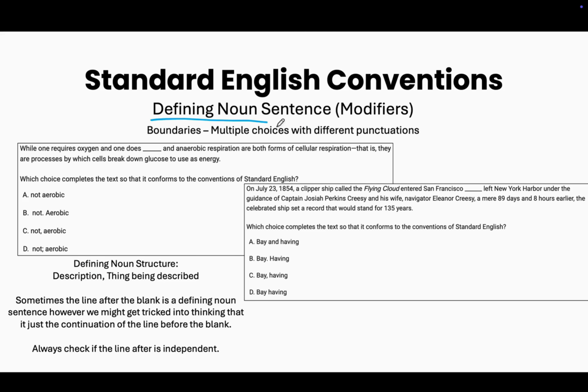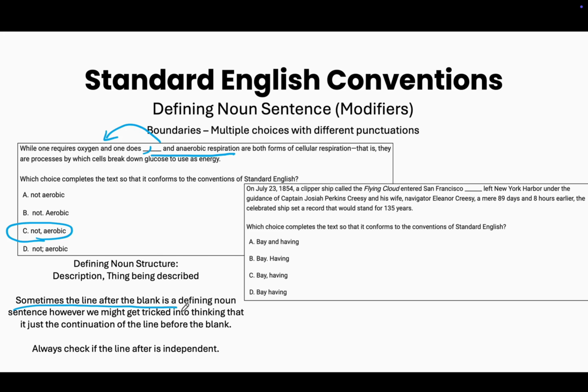Next up, you have defining noun sentences. And yes, it is the one that we explained earlier in the form structure and sense questions. However, the main difference over here is that it tests for punctuation. So we know that defining noun sentences are made up of a description, then the comma, and then the thing being described. So over here it says, while one requires oxygen and one does not, comma, aerobic and anaerobic respiration. Okay, so this was the thing being described, and this was their description. So one of them requires oxygen and one does not. That's the description, comma, and thing being described. Of course, so choice C is correct.